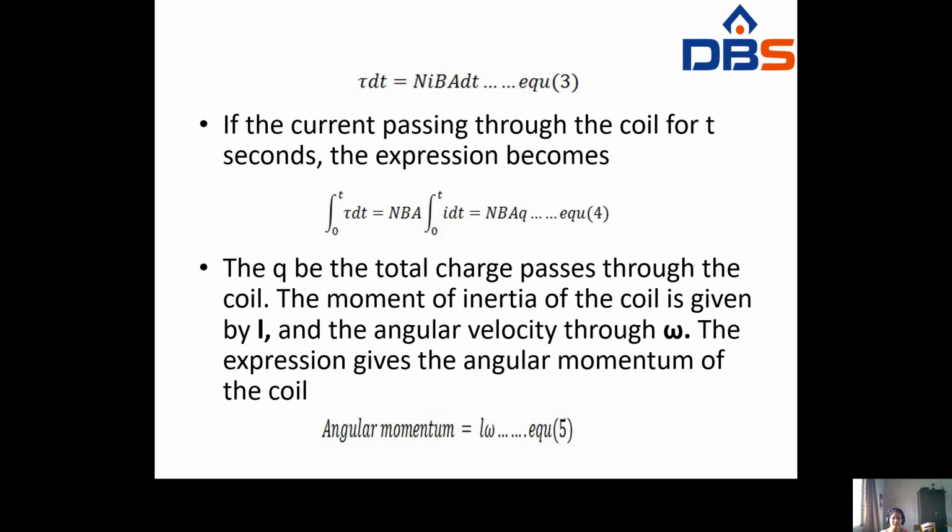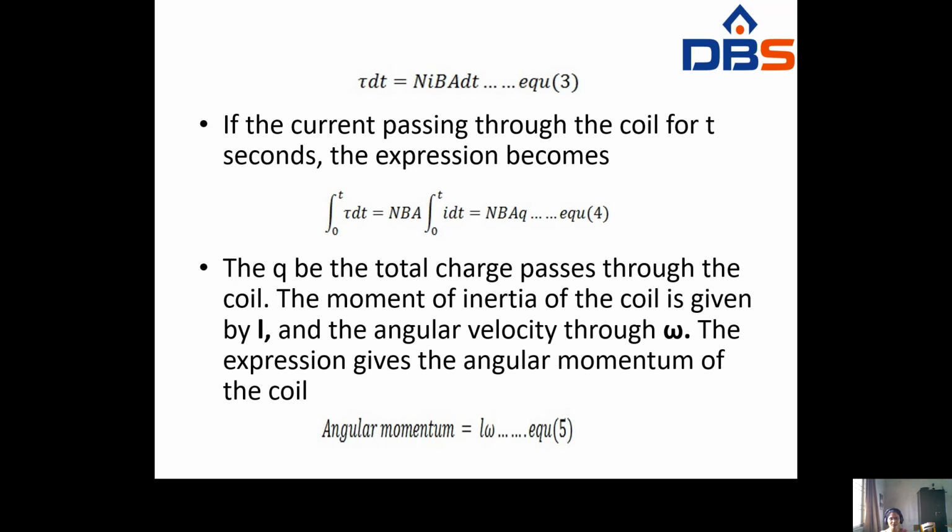So here you have to write the integral from 0 to t of tau dt. You already have the tau value, so tau dt will be NIBA dt. N will be a constant, B will be a constant and A will be a constant. Here the only variable parameter is the current. So you have to write NBA integral from 0 to t of I dt. The current passing through a particular time period is nothing but charge. So you have to write NBAQ, where the charge is written as Q.